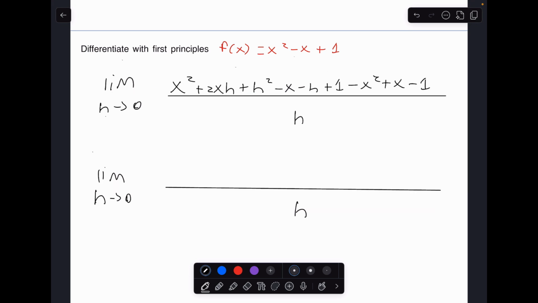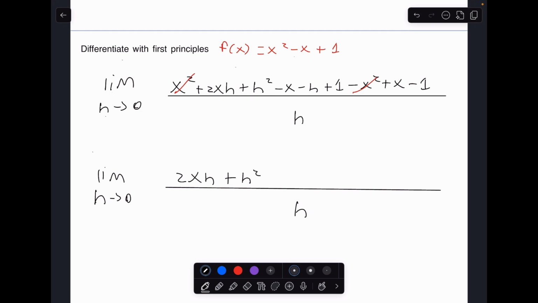Let's start with x squared. Is there another x squared term? Yep. And it's negative x squared, so we have a positive x squared and a negative x squared, so they're going to cancel out. Next, we have 2 times x plus h. Is there another term like that? No. So let's just write it in. Now we have h squared. Is there another term like h squared? Nope. So add h squared.